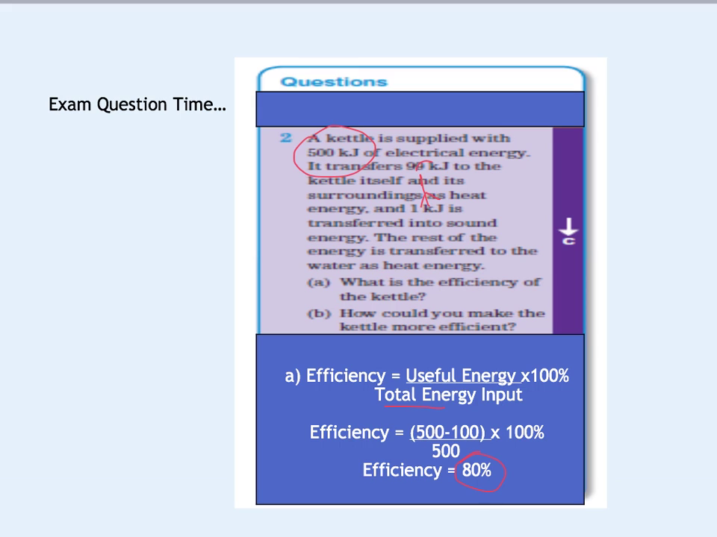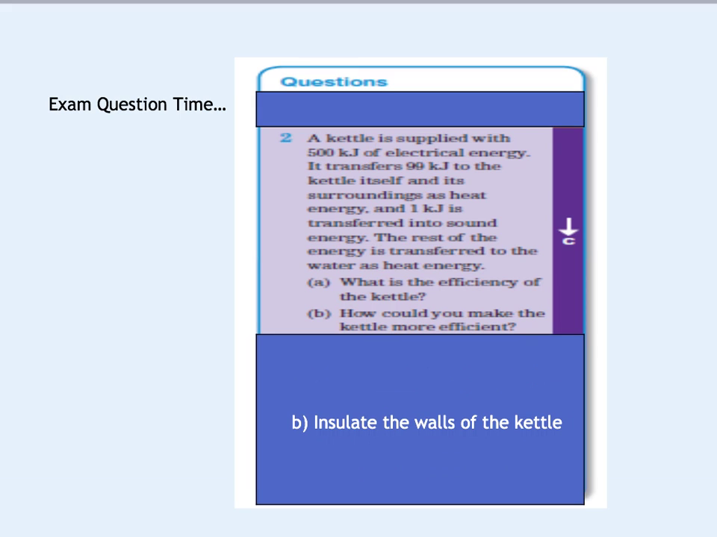Right, you've done that now, so let's have a look. Well, I've suggested that you might want to insulate the walls of the kettle. Quite simply, you need to reduce the amount of energy that's being wasted. So you either need to reduce the amount of energy being transferred to the kettle itself, or you need to reduce the amount being transferred into sound energy. By reducing one of those two, more of the energy that you're providing is being turned into heat energy. Right, if you've managed to do those bits, you should now be around the C grade level.